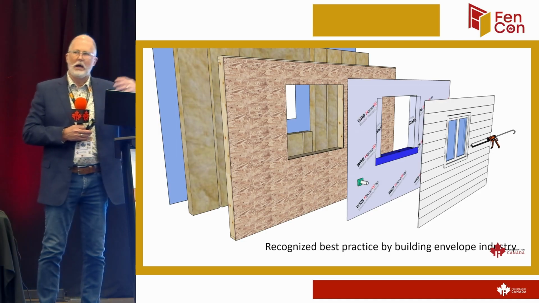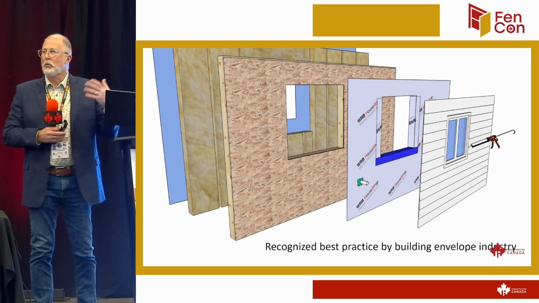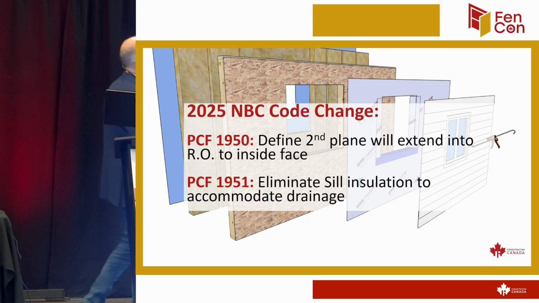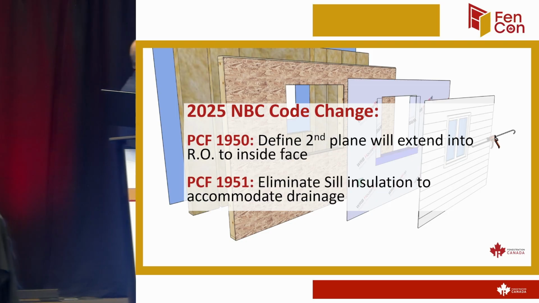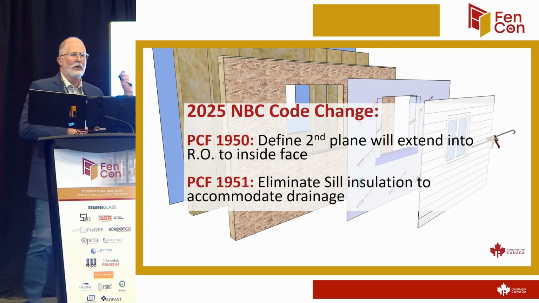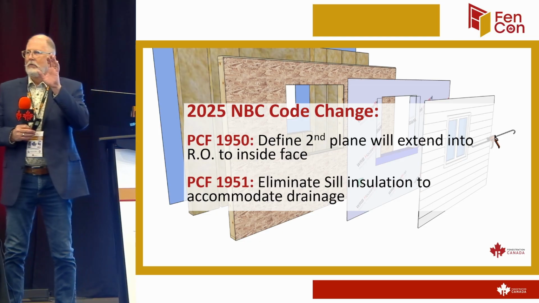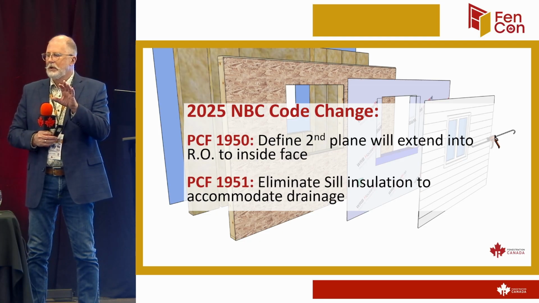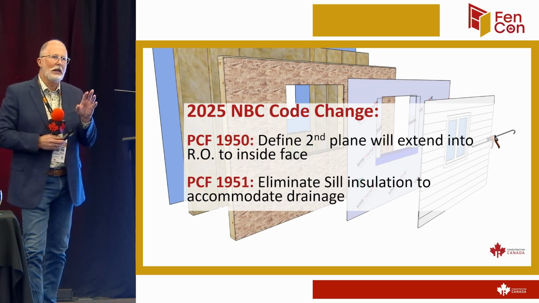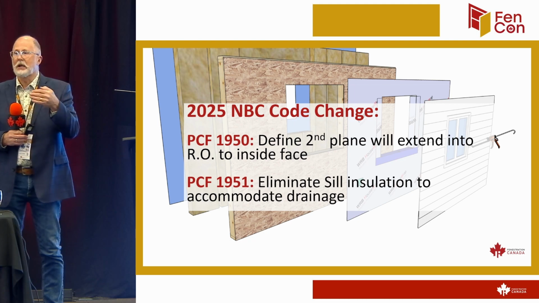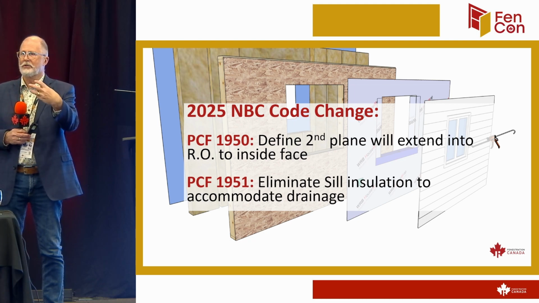We have this moisture balance that we achieve, and we give it a way to dry out. So that's what the envelope engineers are telling us is an important thing to do. So with the code change, there were two things that we looked at. One was the PCF that said, hey, right now in 927, it doesn't really give us any indication of where the second plane of protection stops. It almost indicates it stops at the face of the window, at the sheathing.